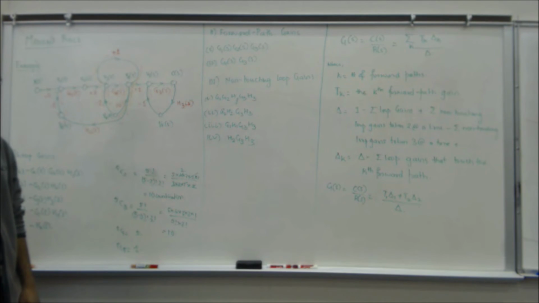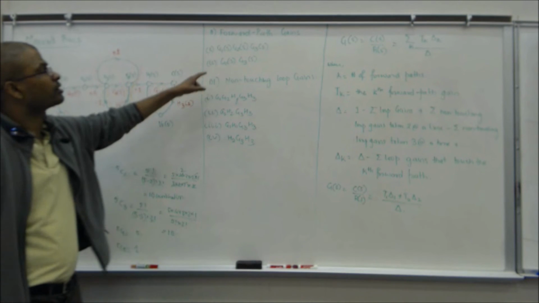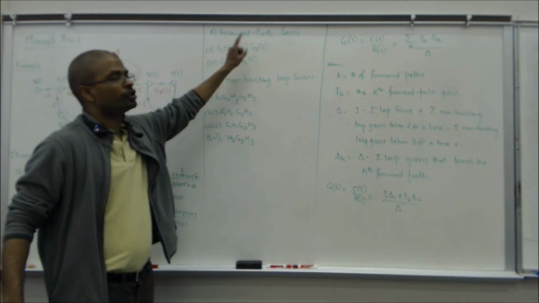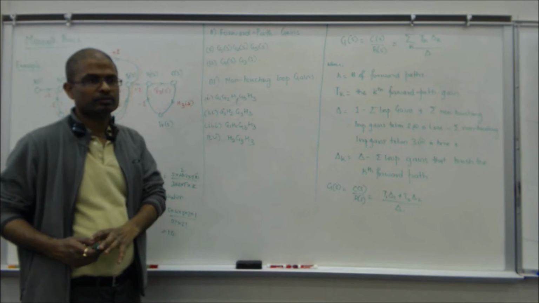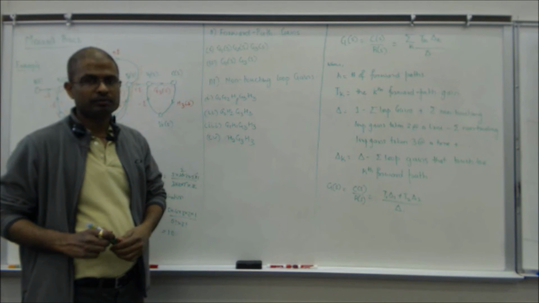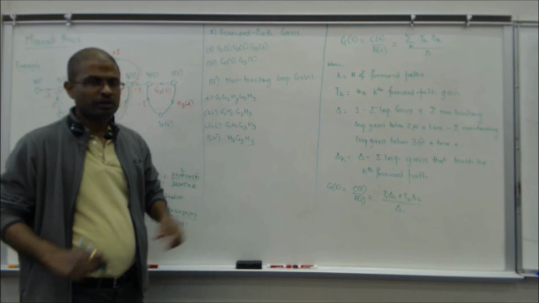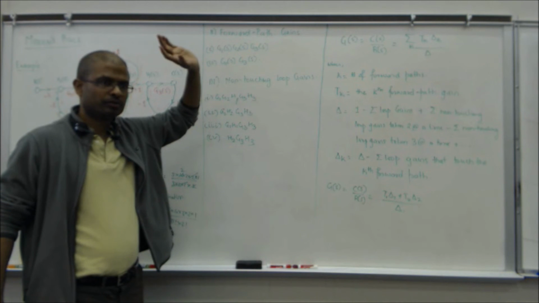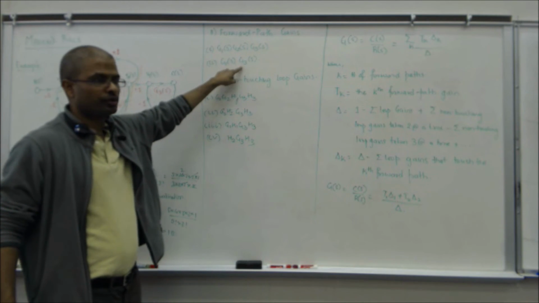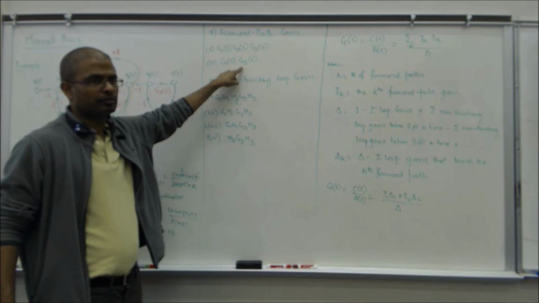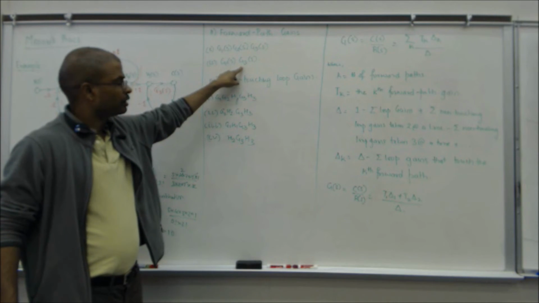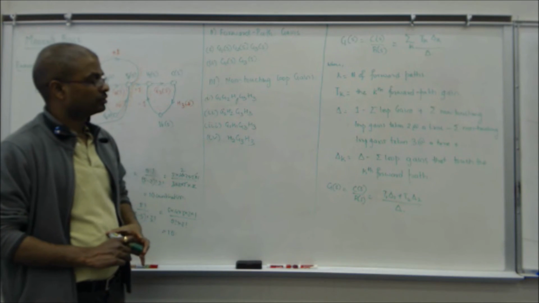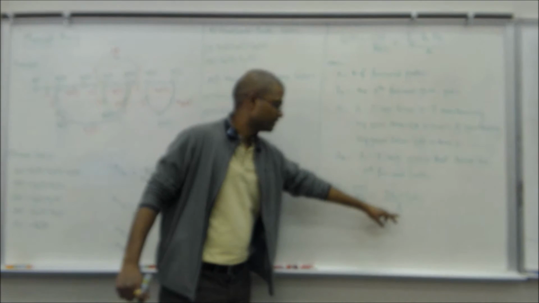So what is T1? T1 is the kth forward path gain. It is simply this, G1, G2, G3. Got it? T1 is simply G1, G2, G3. T2 is G1, G3. That's it. All right. So what is delta? Let's figure out delta first.